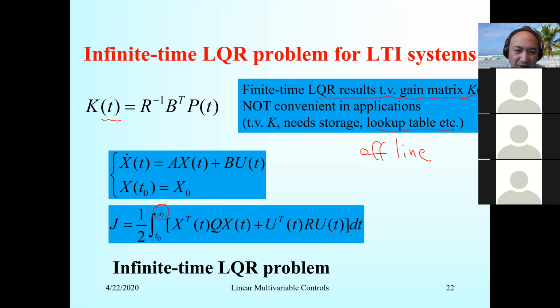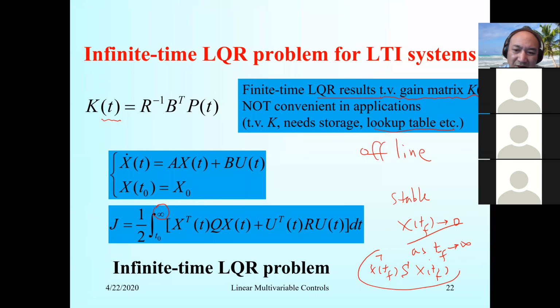But there are some fundamental differences here. Because the system is stable, we should expect that X(TF) goes to 0, the origin, as TF goes to infinity. Asymptotic stability guarantees this. Because X(TF) is already there, in the terminal cost, X(TF) transpose times X(TF) is in fact always 0, so we can safely ignore it, unlike in the finite time problem.